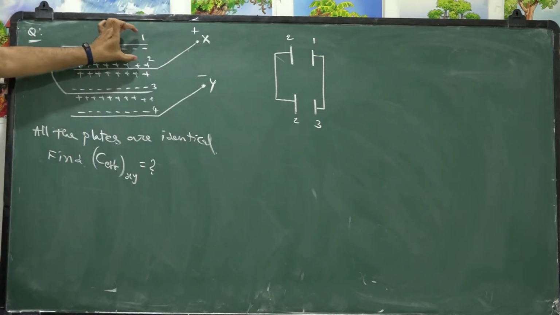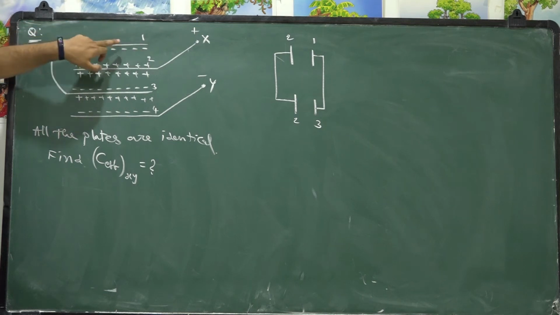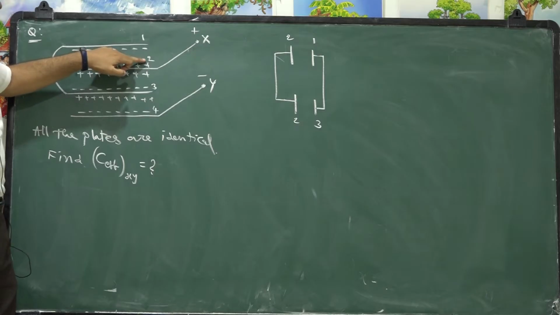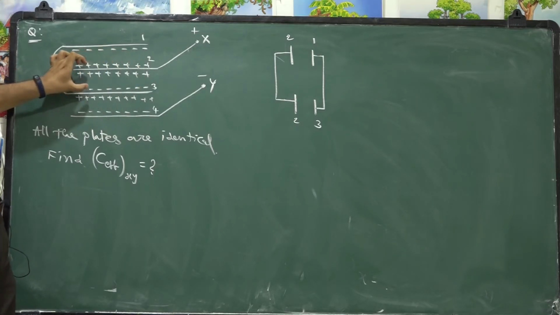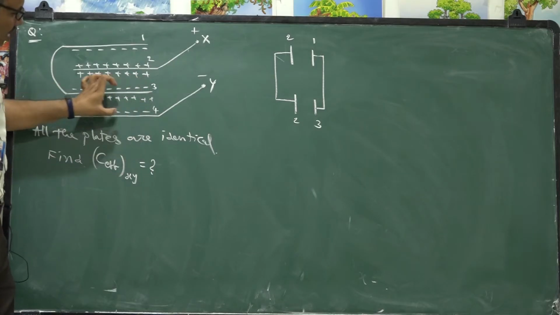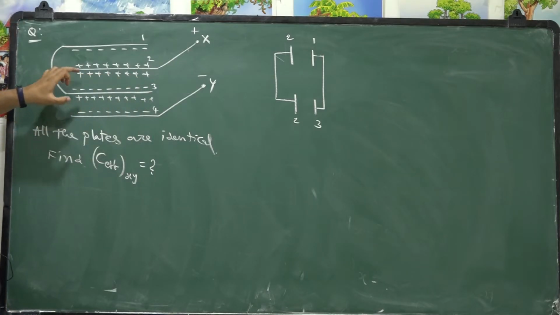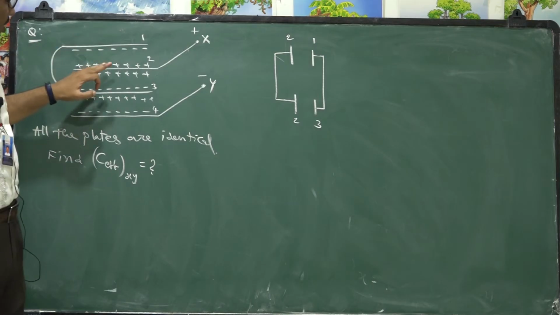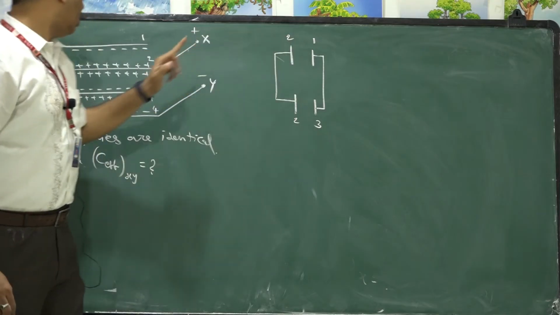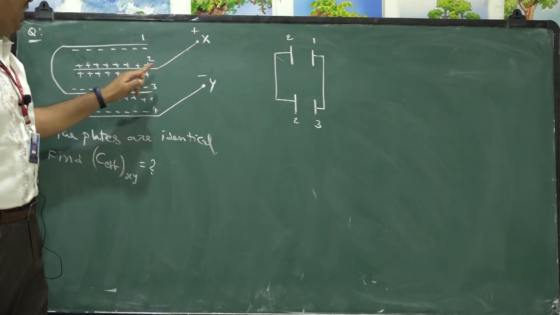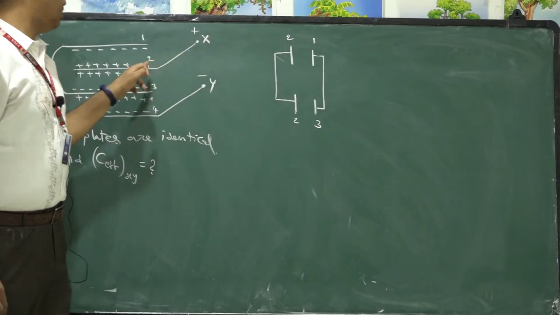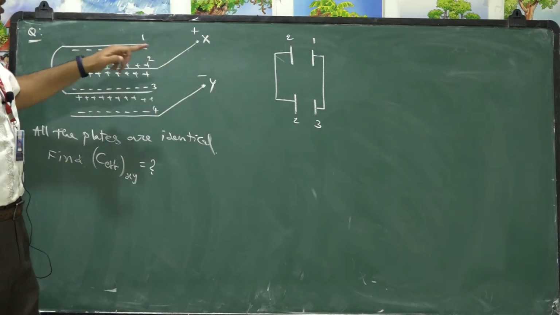Here, the first set of plates 1 and 2, they are constituting a capacitor. The second set of plates 2, 3, they are constituting one more capacitor. The third set of plates 3 and 4, they are also constituting one more capacitor. Totally 4 plates are there. They are framing 3 capacitors. First capacitor is 1, 2. The second capacitor is 2, 3. As plate 2 is common, it is common for both the capacitors.